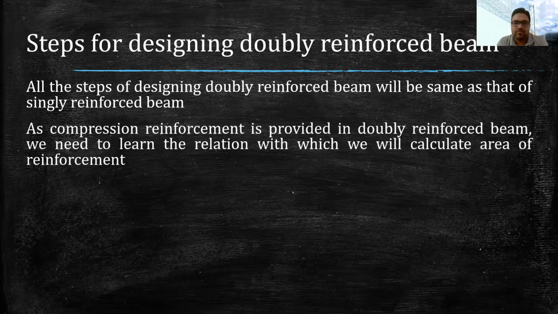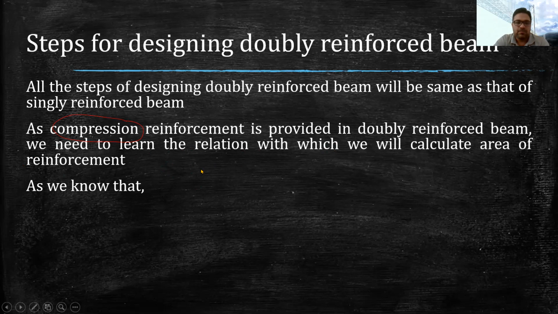And as we have provided the compression reinforcement in the doubly reinforced beam, we need to learn how we calculate the area of reinforcement for the compression part. So that is the added thing. In this case, we will try to learn how we find the area of compression reinforcement.